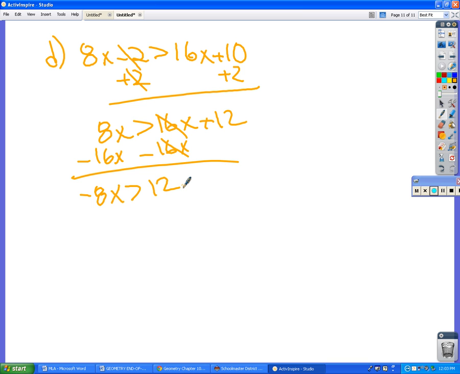What do I do now? Divide by what? Negative 8. And what do I have to do to the inequality symbol anytime I divide by a negative number? Switch it around. So instead of being greater than, now it's going to be less than. And that reduces to 3/2. So my answer there is x is less than negative 3/2. So don't forget, when you divide by a negative number, you have to flip the inequality.